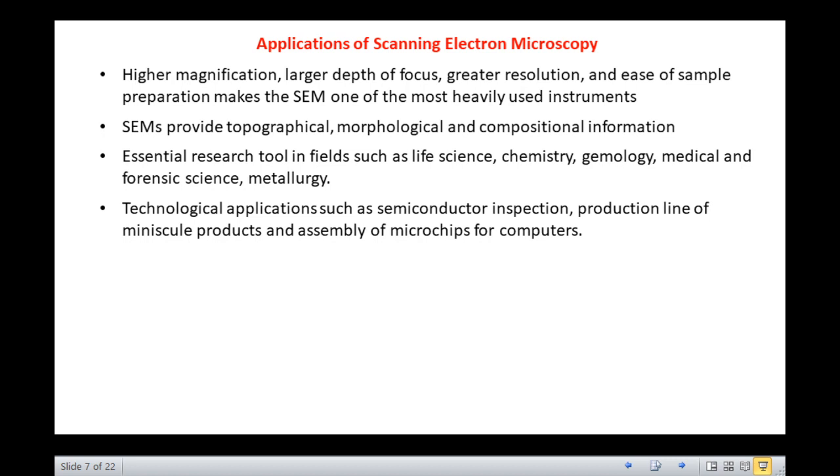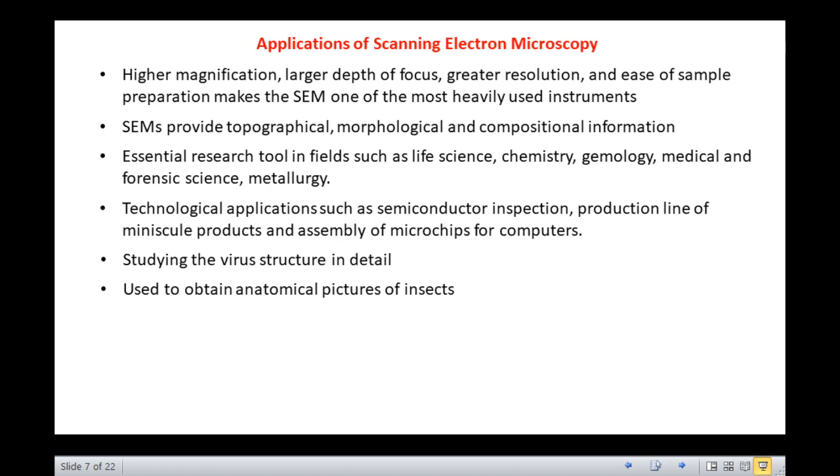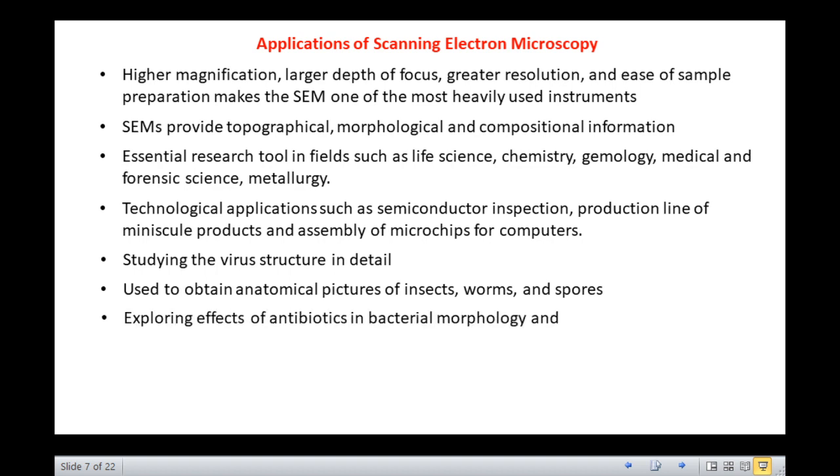In the field of virology, it is used for studying the virus structure in detail. The viruses are very small, even smaller than the bacterial cells. SEM can be used to obtain anatomical pictures of insects, worms, and spores. SEM has been useful for exploring effects of antibiotics in bacterial morphology and ultrastructure to enhance understanding of their mechanism of action.